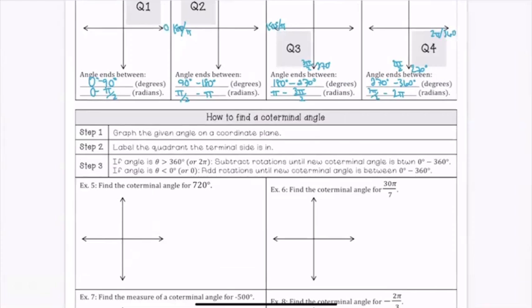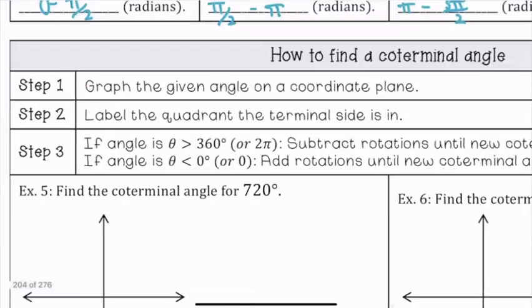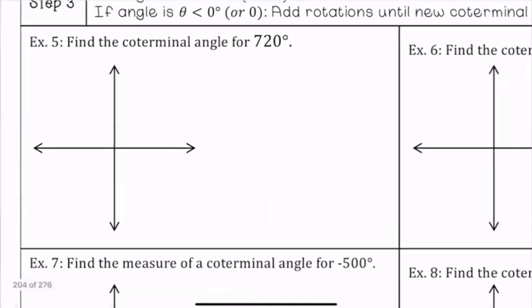I'm going to go through the steps first. How to find a coterminal angle: you're always going to graph the given angle first. Then look at the quadrant that your terminal side is in. If the angle is greater than 360 or 2 pi, subtract rotations until you get a new coterminal angle between 0 and 360. If your angle is less than 0, add rotations until a new coterminal angle is between 0 and 360. Our goal is finding the specific coterminal angle on the unit circle. Sometimes it's easier to graph it after you already figure out what it is.